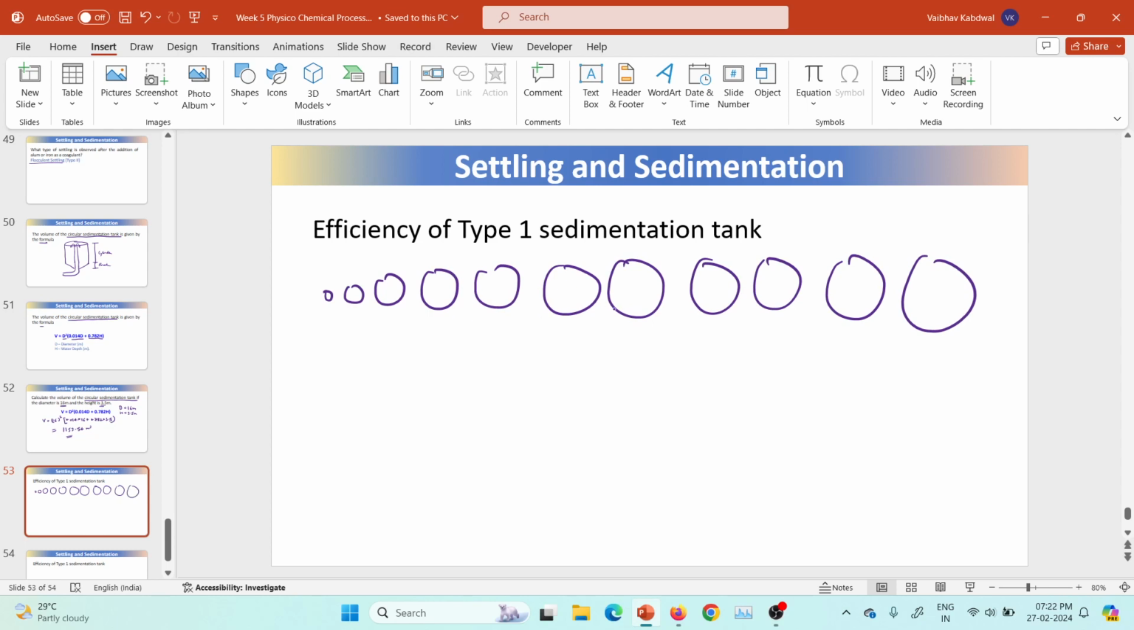The size is increasing. So let's say we are interested in removing the particle size d naught, and the particle sizes which are bigger than d naught are d plus 1, d plus 2, d plus 3, d plus 4, and similarly the particles which are lesser than this particle size will have diameters d minus 1, d minus 2, d minus 3, d minus 4, like that. So we are designing the sedimentation tank for this particle size.